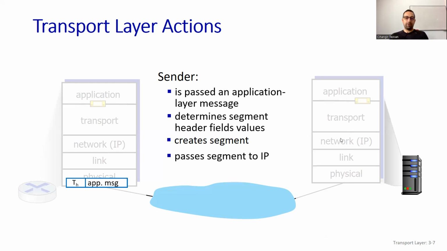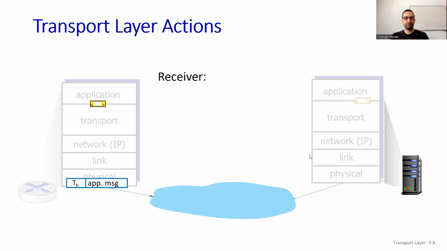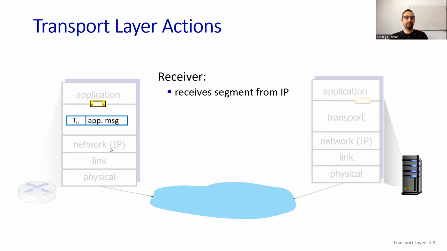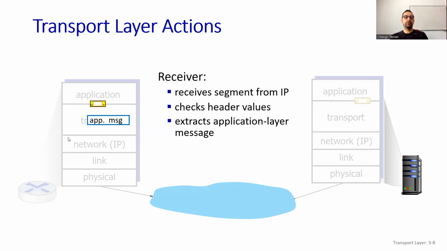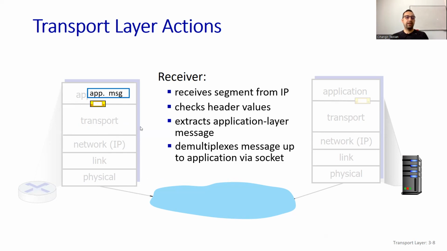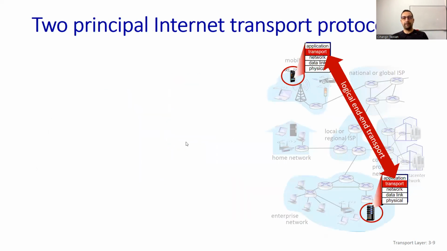At this part, the cables and communication channel might be wireless and so on, but it is sent from this IP address to this IP address. So you have physical and link layers that do this job, all right? These layers don't care what happened in the previous layers, okay? They are just transferring it. So you receive the message: the receiver receives the segment from IP, checks header values, extracts the application layer message, and through the socket again, demultiplexing the message up to the application via socket. This part is called demultiplexing.